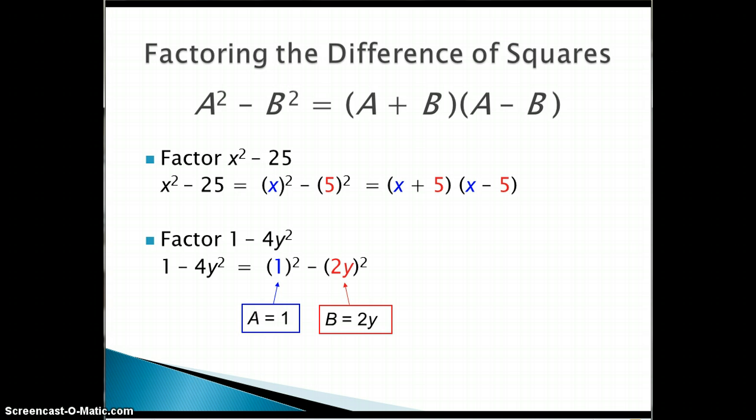So now we just need to use the a plus b, a minus b part of the formula by replacing all the a's with 1 and all the b's with 2y. So that gives us 1 plus 2y times 1 minus 2y. And again, you can check your answer with FOIL.